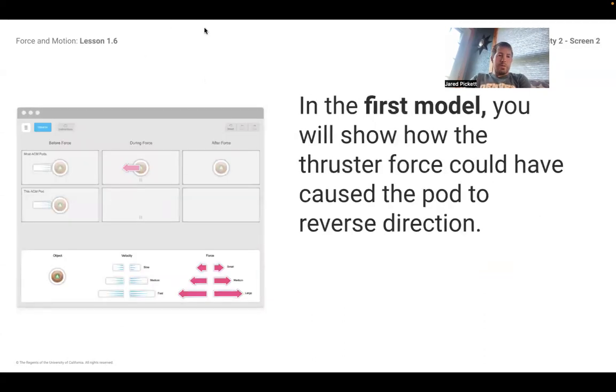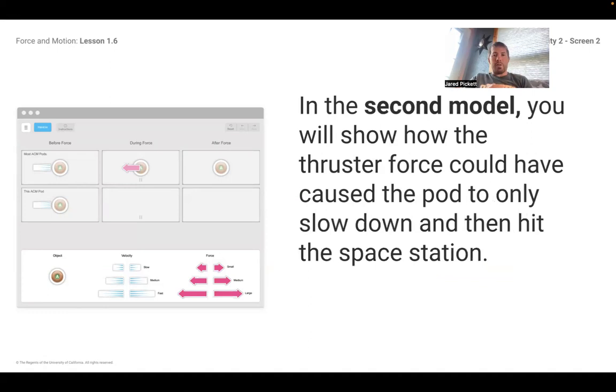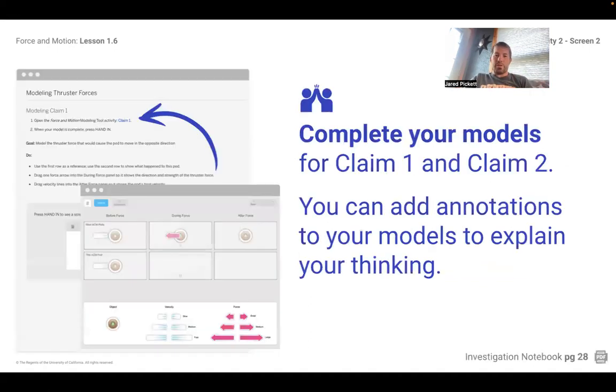So your first model, you know what you're showing. And then the second model, I hope that you know what you're showing. The only thing that you do not have here is the space station, okay? So that's not a force that you're talking about. Hopefully you're going to be able to show both of these models. You can also add in annotations to your models to help explain your thinking. Take your time, complete the models, and then restart the video. Well, restart, so unpause the video.